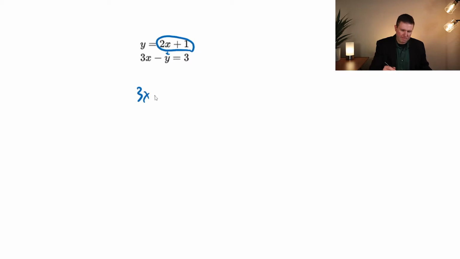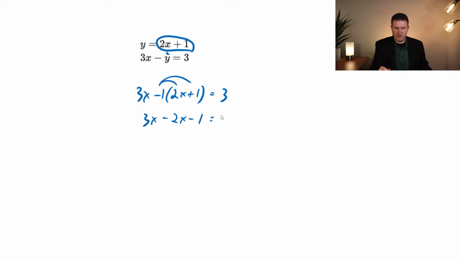It's just 3x minus, and then again, use those parentheses, super important. And then you've got a -1 that's distributing to this. So then 3x minus 2x minus 1 equals 3. Combine the 3x and the -2x: 1x minus 1 equals 3. Add the 1 over. X equals 4.